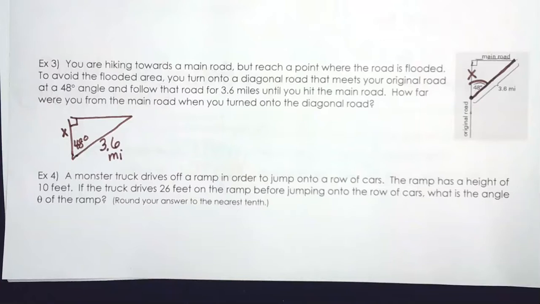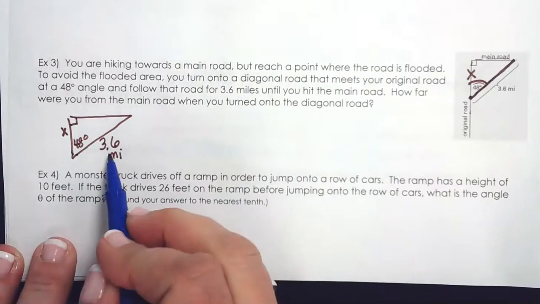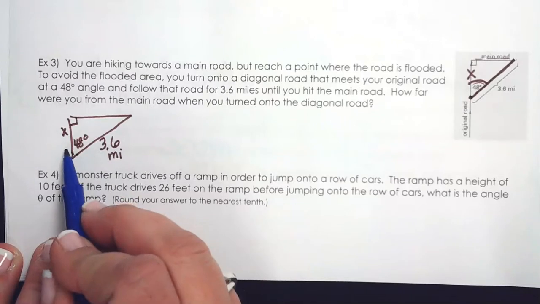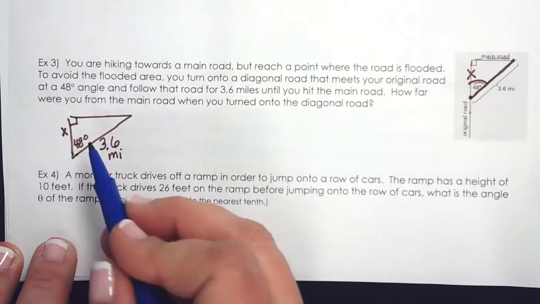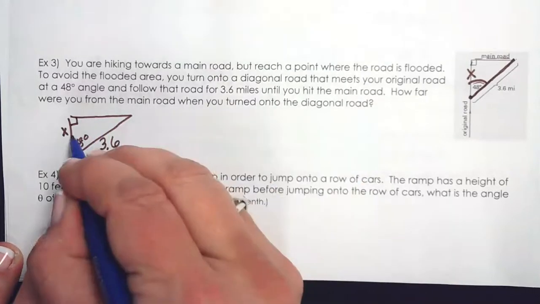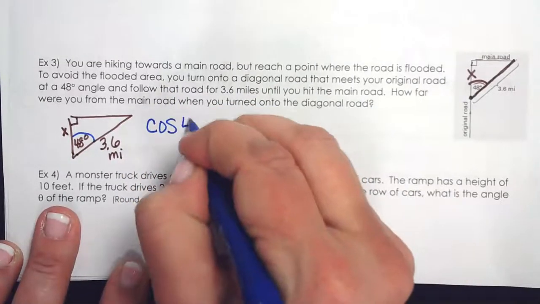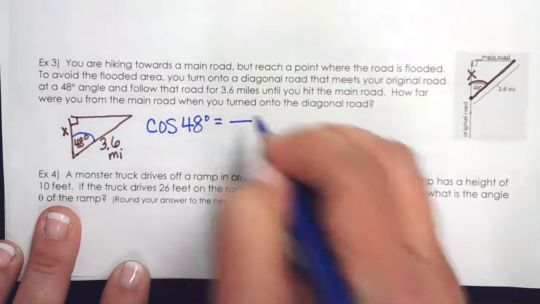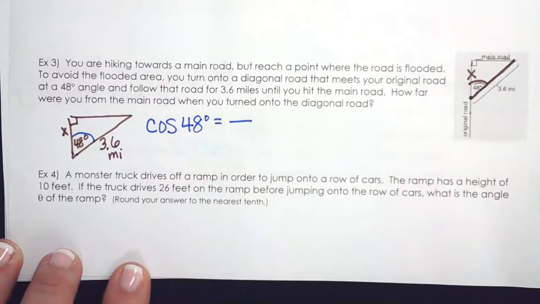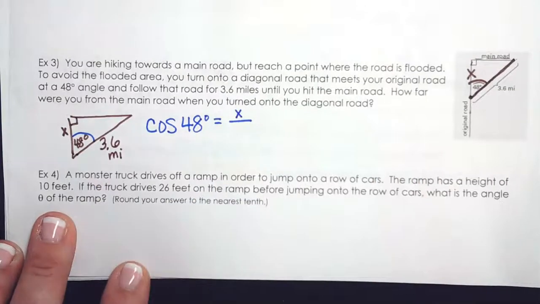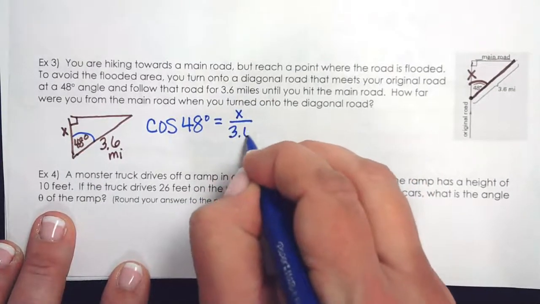If I were to set this one up, if I look at the 48, I think about the 3.6, which is the hypotenuse, and the x, which is the adjacent. What trig function would I use? Cosine. So I'm just going to say that the cosine of 48 degrees equals, cosine is adjacent, which is x, over the hypotenuse, which is 3.6.